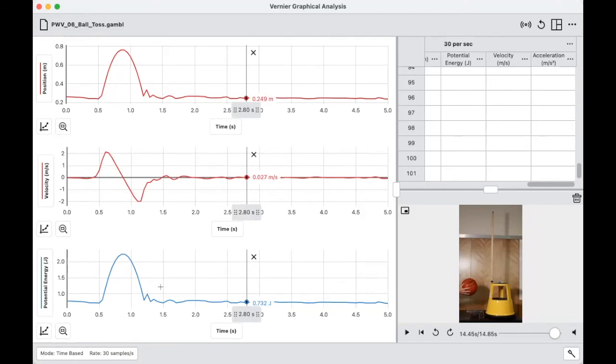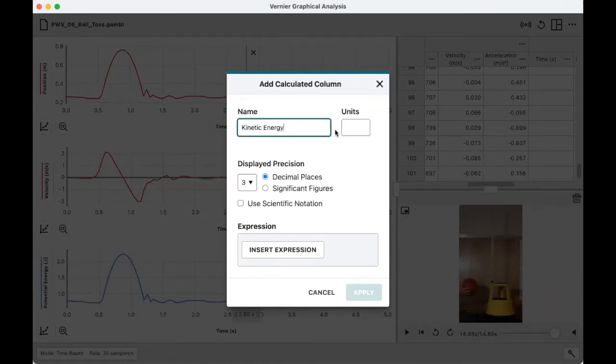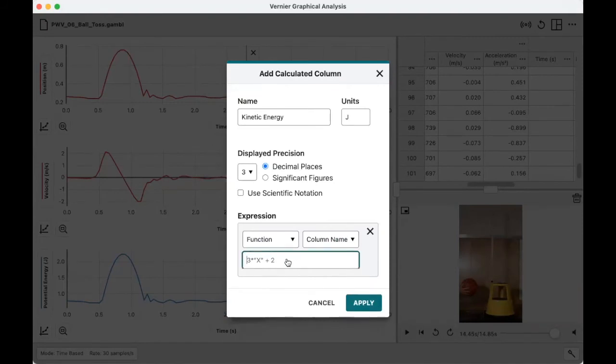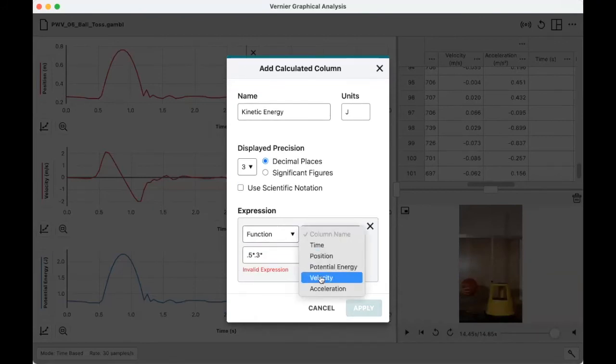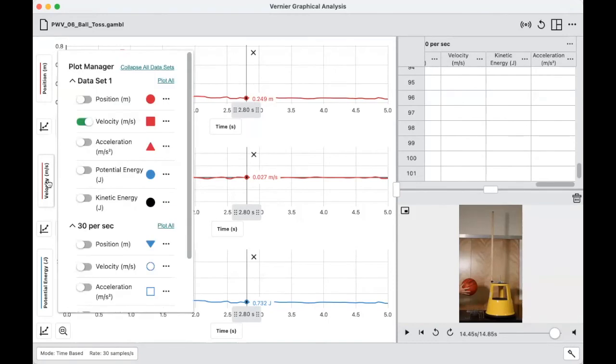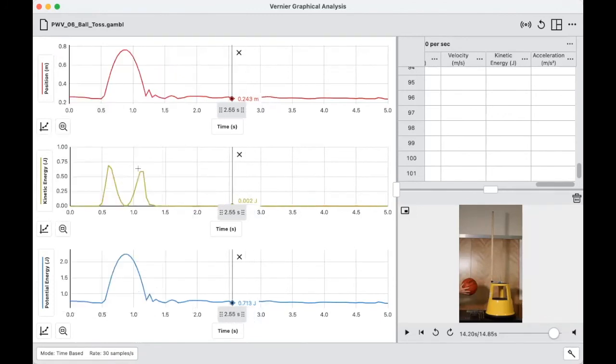Now, I might want to calculate the kinetic energy. And so to do that, I will come here and add another calculated column. And now for the expression, I want 1/2 the mass times velocity squared. And again, it's actually there, but it's easier to come down and do the custom expression. So I could say 0.5 times the mass, which is 0.3, times the velocity squared, and apply. I'm actually going to change this column from velocity and make it kinetic energy. So this column now has the kinetic energy.